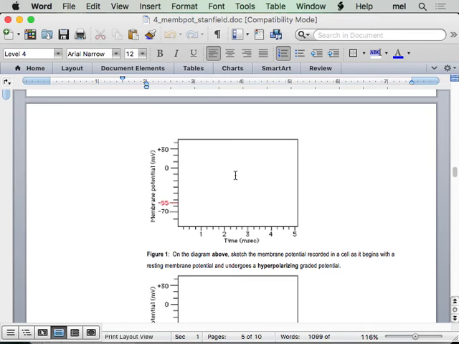So let's call them A and B. What kind of channel is involved in A? What kind of channel is involved in getting you to minus 70? Leak channels. What kind of channel is involved generally in a hyperpolarizing graded potential? Be more specific. Gated potassium.